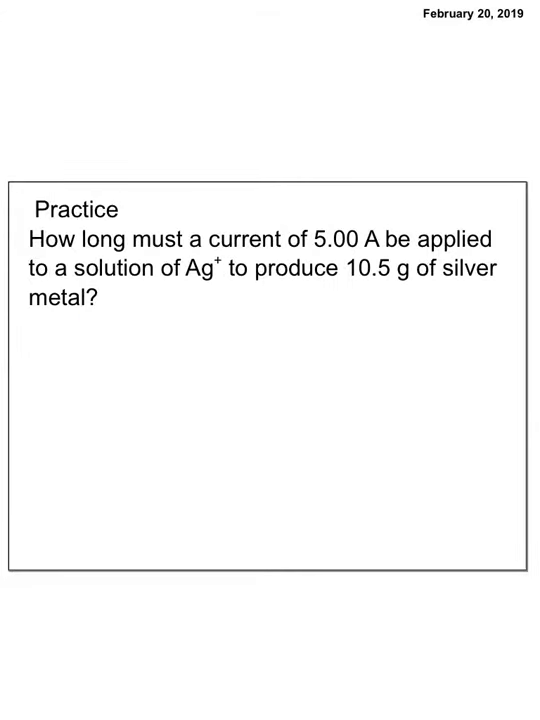Alright, I'm going to walk you slowly through this one. This is a typical practice problem, and then I have a couple more that I'll let you try, and then I'll put up the answers and have you check. But this one we'll go through together. So it says, how long must a current of 5 amperes, or A, be applied to a solution of Ag+ to produce 10.5 grams of silver?